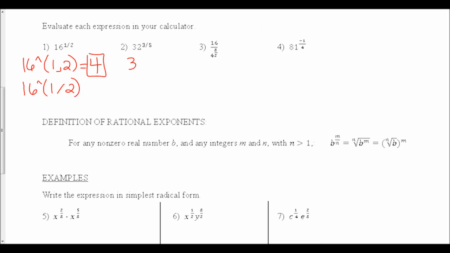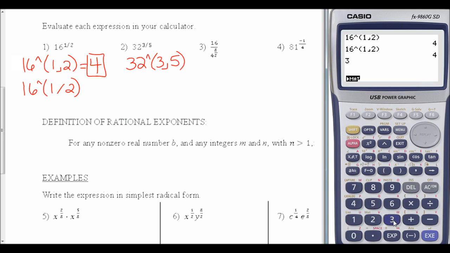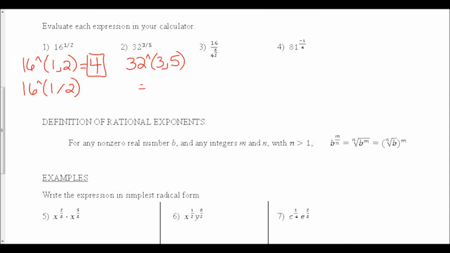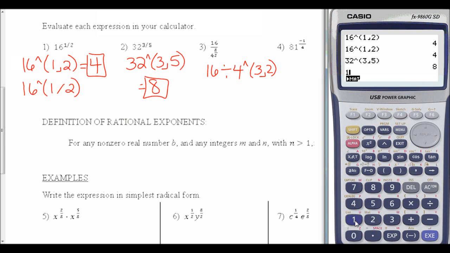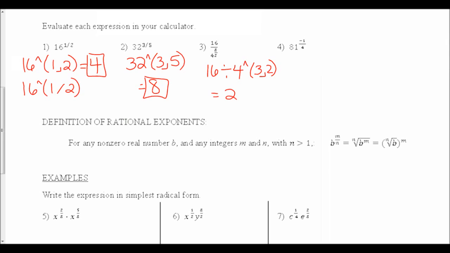For number 2, we've got 32 to the 3/5 power. So on my calculator, I have 32 caret 3/5 with the fraction, and the answer to that question is 8. We have to be careful with fractions and exponents. Number 3 is 16 divided by 4 to the 3/2 power. We need to be sure that we've got that 3/2 in parentheses again. So on my calculator, 16 divided by 4 to the 3/2 power. I don't have to worry about it doing the exponent before the division because the calculator understands order of operations and it knows that this is equal to 2.